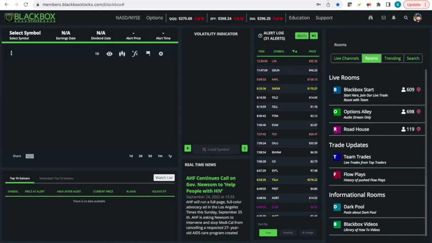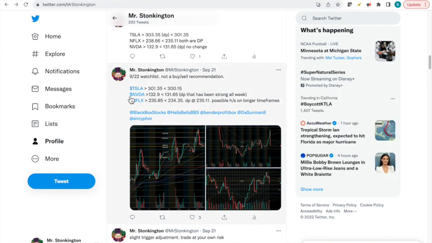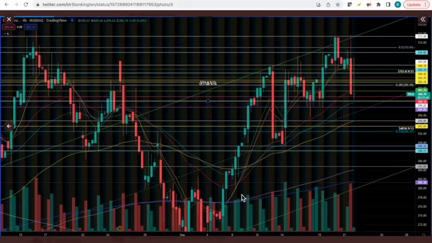I'll jump back to this to show how I've been using Blackbox to find some setups, but I wanted to kind of show how you can use my watch list. I put this out for free on Twitter and then on the Blackbox Discord as well. So here I had these levels out, put this together September 21st, and I wanted to focus on Tesla.